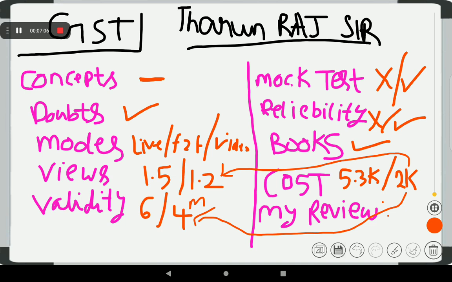Because there are many classes in the market. Cost is not the thing, because it's not that high cost means good concepts and low cost means concepts are not good, nothing like that. You see demo lectures and see the reviews, how is the faculty, then you purchase the classes. Cost is not a factor.